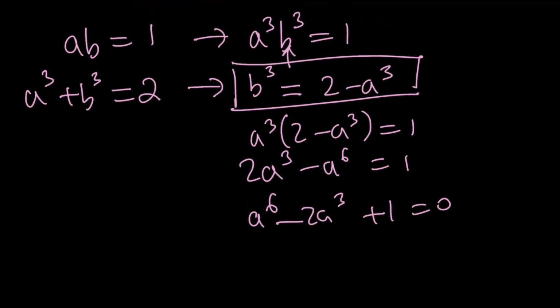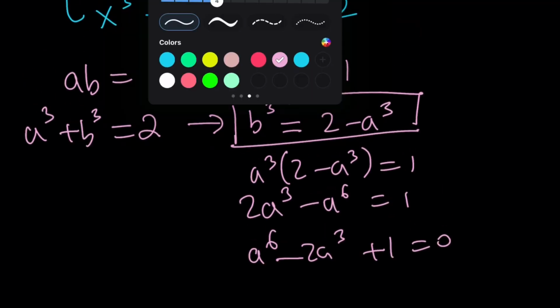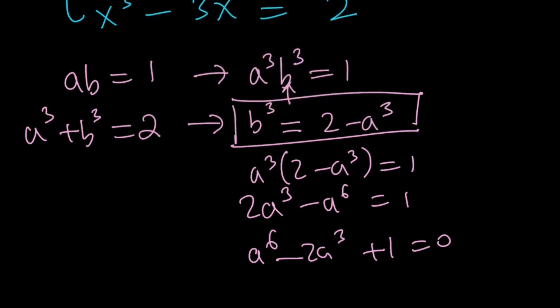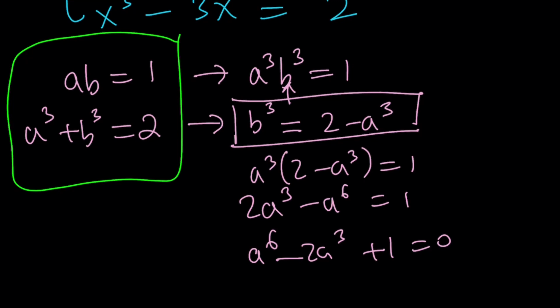But come on, let's think about it for a minute. It's a lot easier than this, especially for this equation, because it's very easy to guess and check. Think about it. We're looking for two numbers whose product is 1, and the sum of the cubes of those numbers is equal to 2. So can't they be 1 and 1? And the answer is absolutely yes. They can be, and they are. So a equals 1, b equals 1 works.